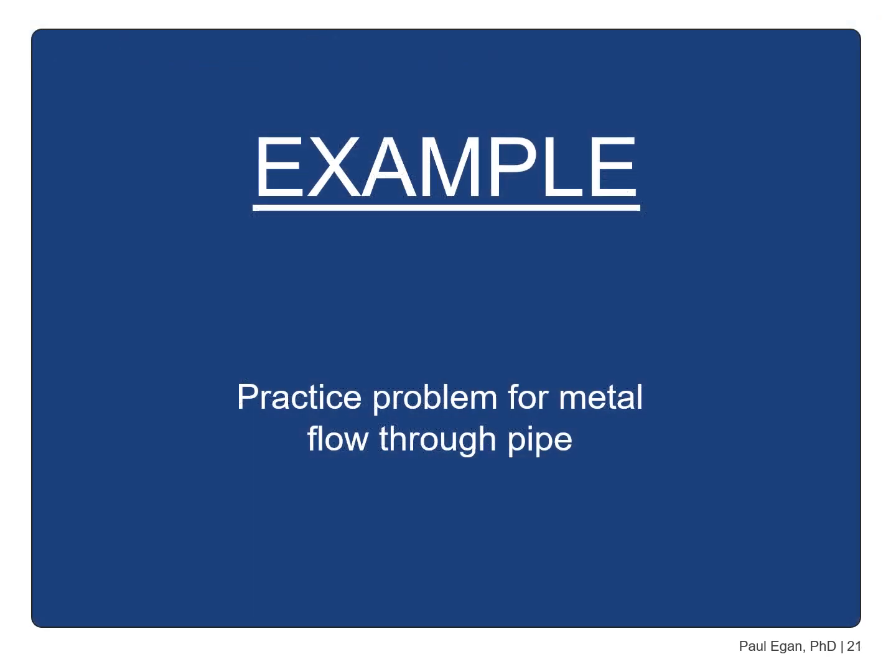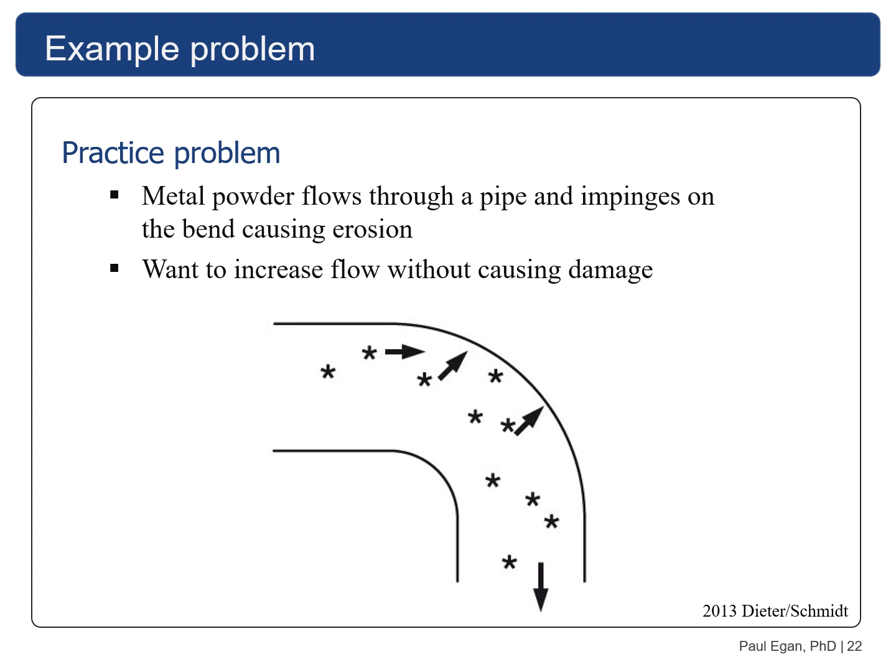And so we're going to look more in depth at an example here that's a practice problem for metal flow through a pipe. And so the example problem is metal powder flows through a pipe and impinges on the bend, causing erosion. We want to increase flow without causing damage. So you can see these star-shaped particles that represents a metal powder, and as it's flowing through the pipe, it hits that corner and it's going to erode it over time, which might require a pipe replacement or might damage the pipe. So how can we use TRIZ to solve this?